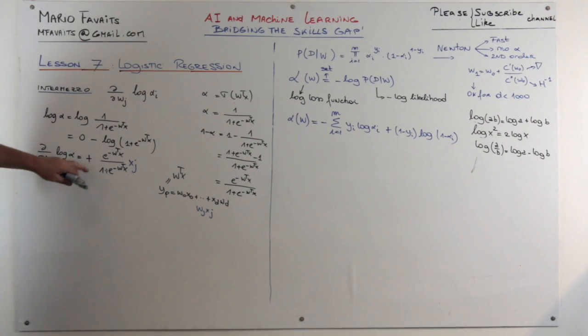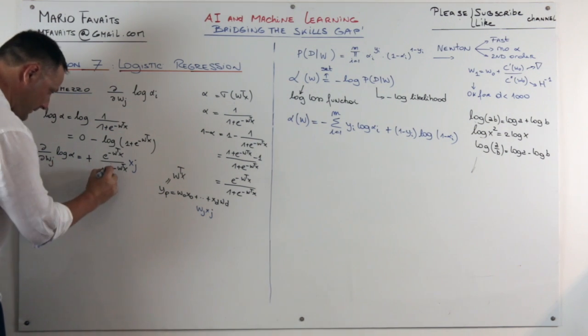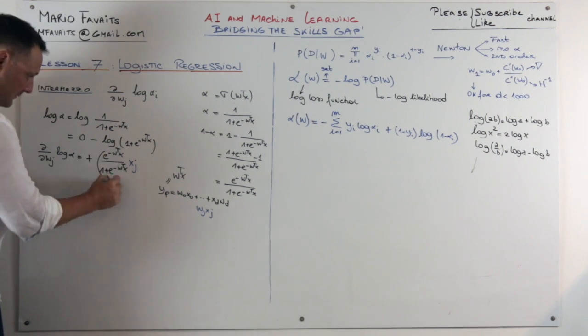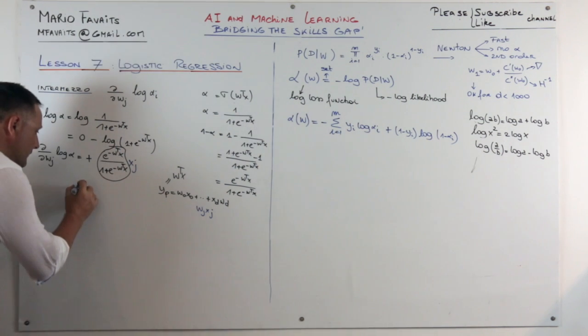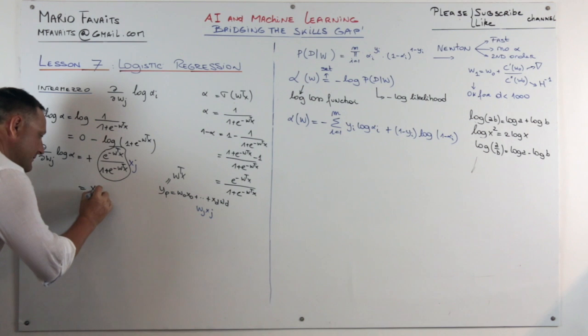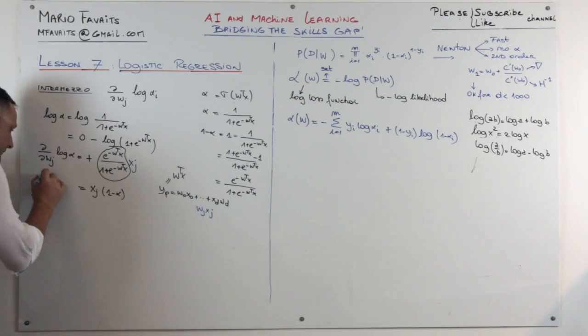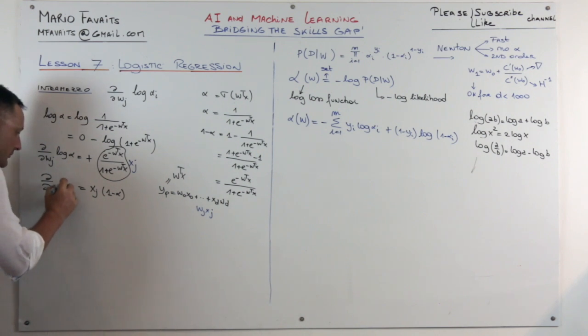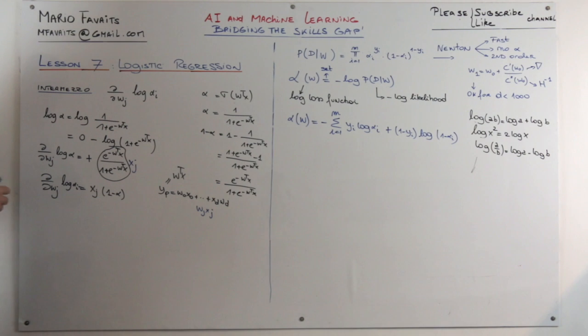Okay, so we have now an expression here, and if you look at this here, this is exactly what we have here. So that means that it is xj times 1 minus alpha. So the derivative with respect to wj of log alpha I is this expression.